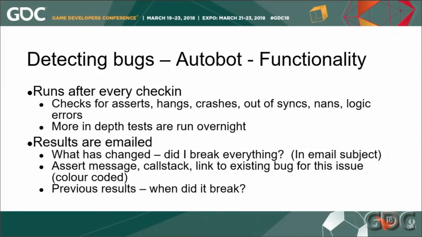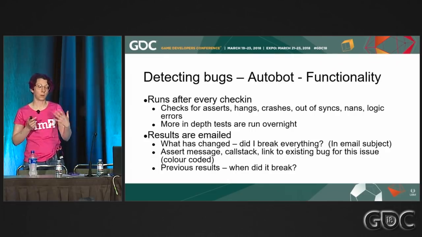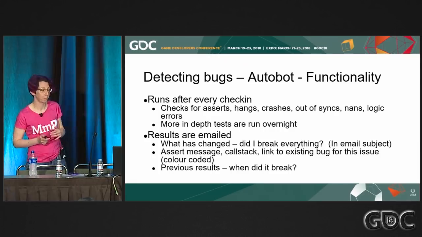So it runs each test twice to check for out of syncs. The first time round, it dumps out a bunch of sync points. Second time round, it compares with the sync points. So you know immediately if your deterministic game code is not actually deterministic anymore.